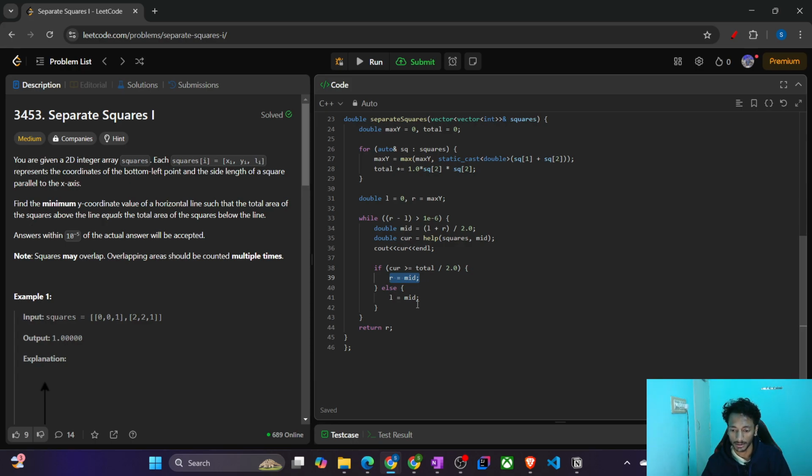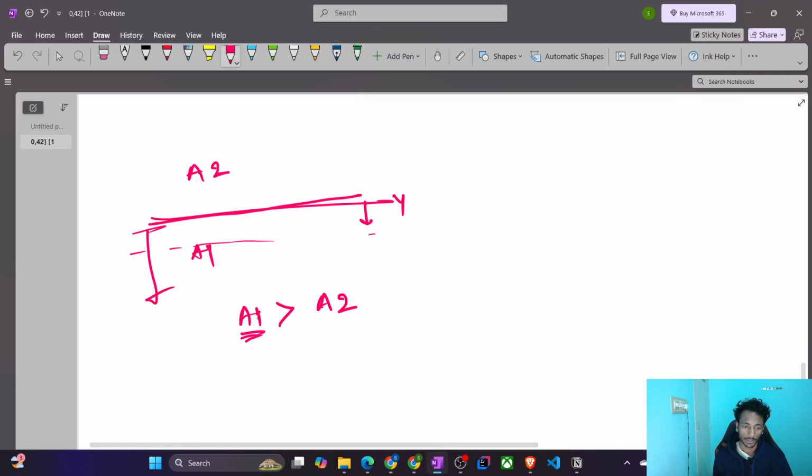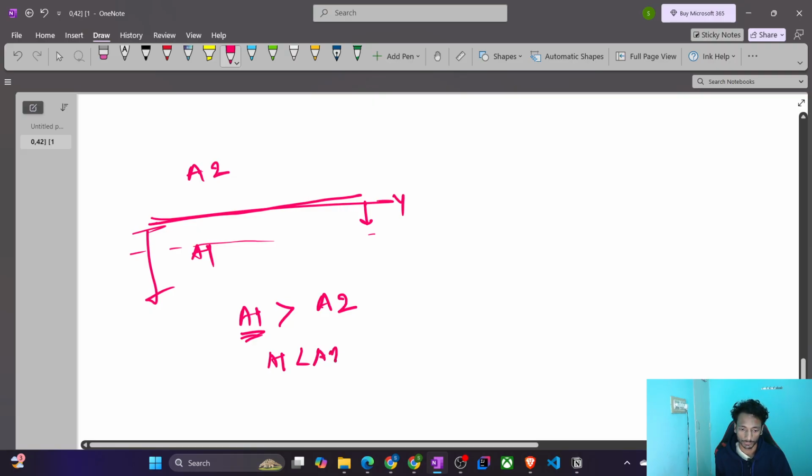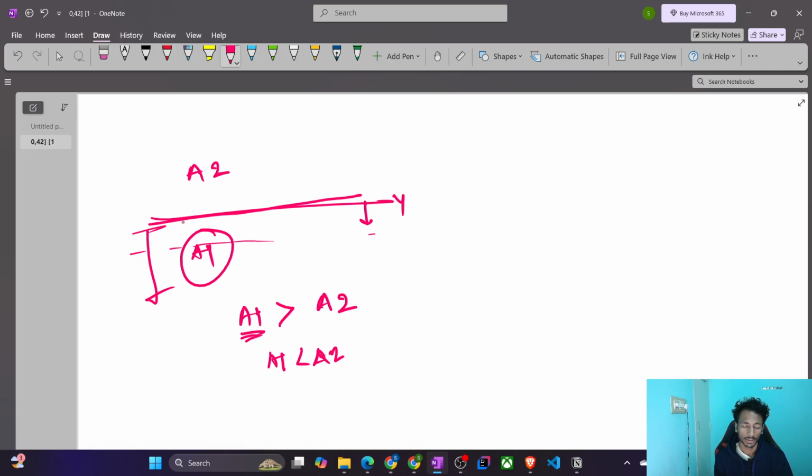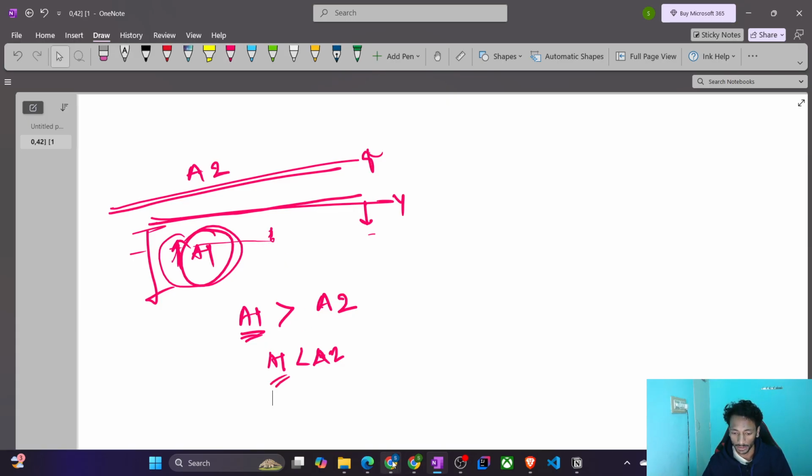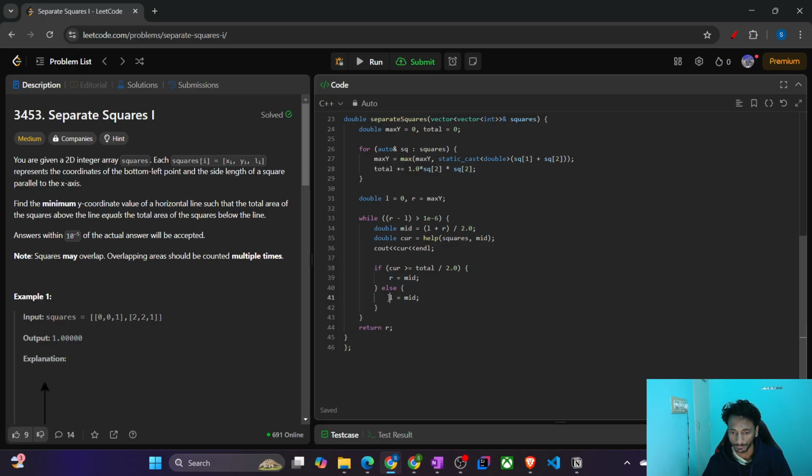Correct? Else, A1 is less than A2. Then what do I have to do? Here this area is less, so I have to increase the area A1. If I shift this upward, then more squares will be present below the line. Got it? So that time I am shifting the L pointer to mid. Got it? And at the end return R. What is the R actually I have?